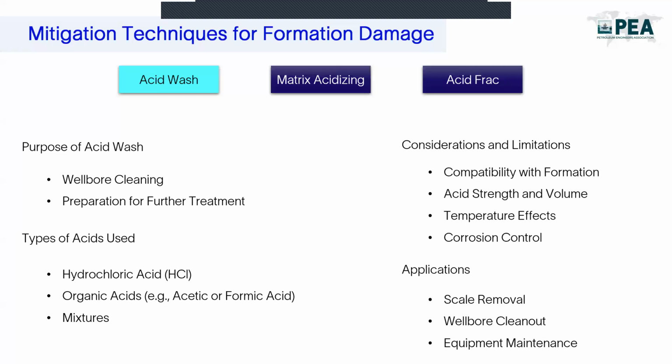The other thing is corrosion control. Nowadays, corrosion inhibitors are often added to the acid wash solutions, to protect the wellbore tubing and the production string, the downhole equipment, from the acid, and to prevent any corrosion or harm to our production string.